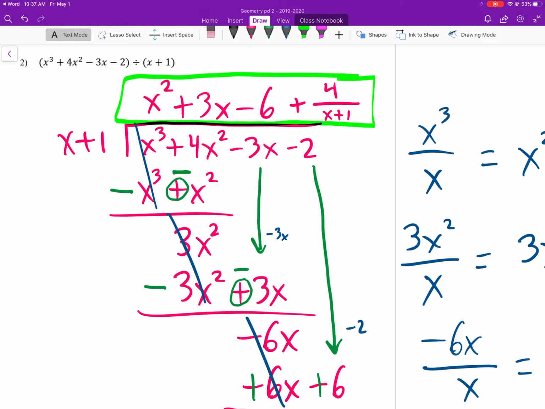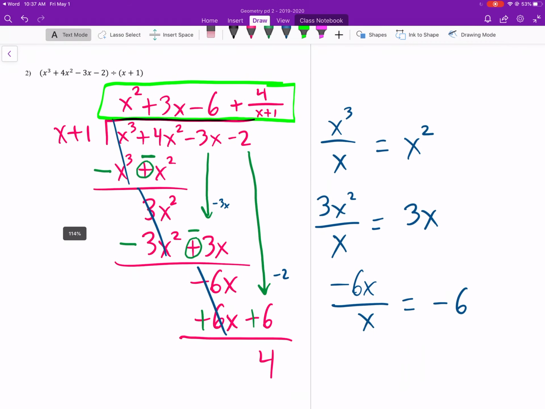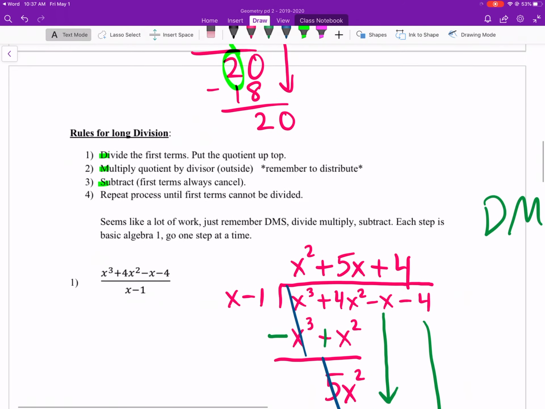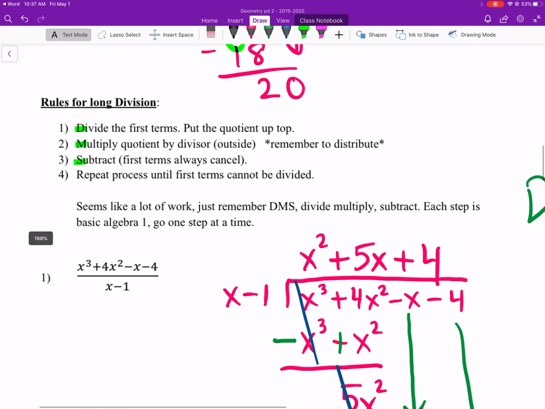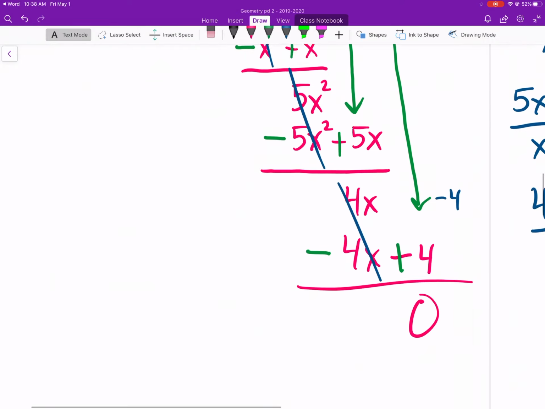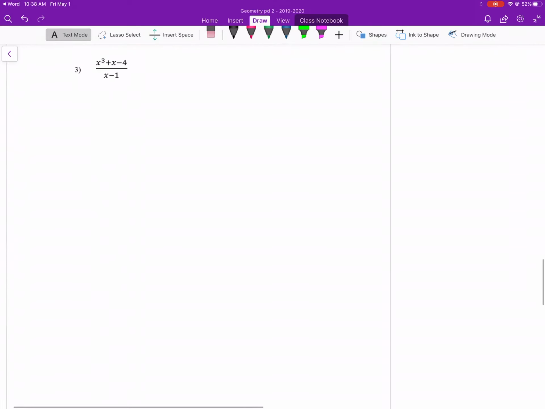But if you feel like you're getting it, take that step and master that too. All right? So, a lot going on, but remember, divide, multiply, subtract. And these are steps that you follow. Divide the first terms, put the quotient up top. Multiply the quotient, what you just got, by the divisor, the values on the outside. Subtract. Subtract just changes all the signs. Keep in mind the first terms are going to cancel, and repeat that process until the terms cannot be divided. All right, one more, 3 here.